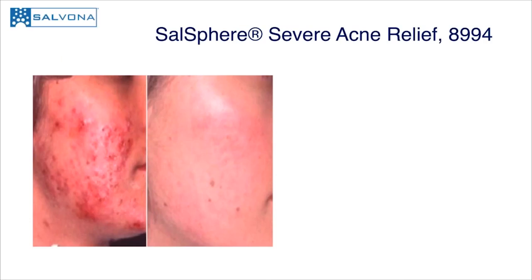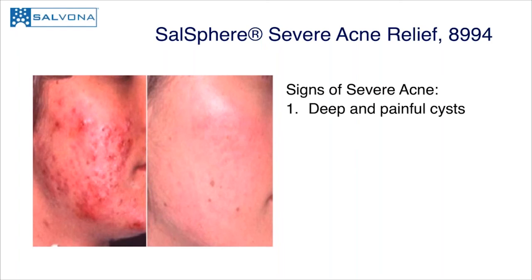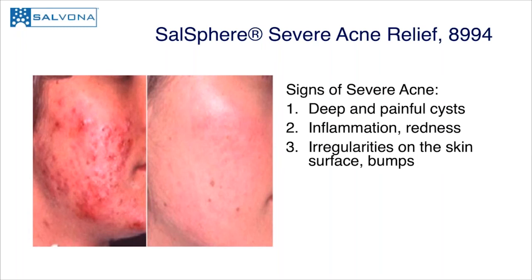What do we do in case that the acne becomes more severe? For that purpose, Salvona is offering SalSphere Severe Acne Relief. The signs of severe acne are the following. It's deep and painful cysts, inflammation, redness of the skin, irregularities of the skin surface like bumps, and many times we could see how it forms scars. What is the solution and how can SalSphere Severe Acne Relief help us?